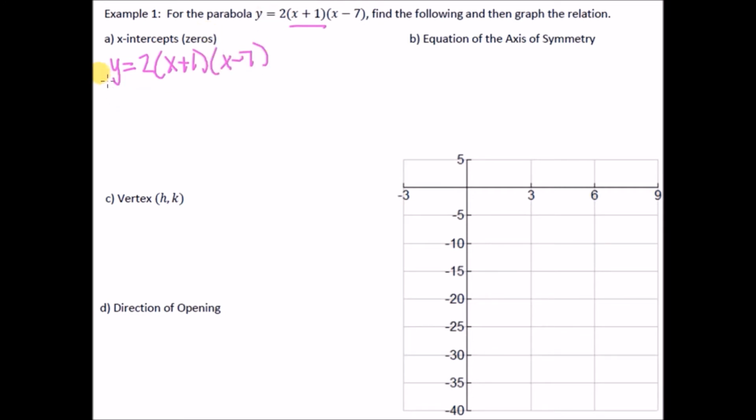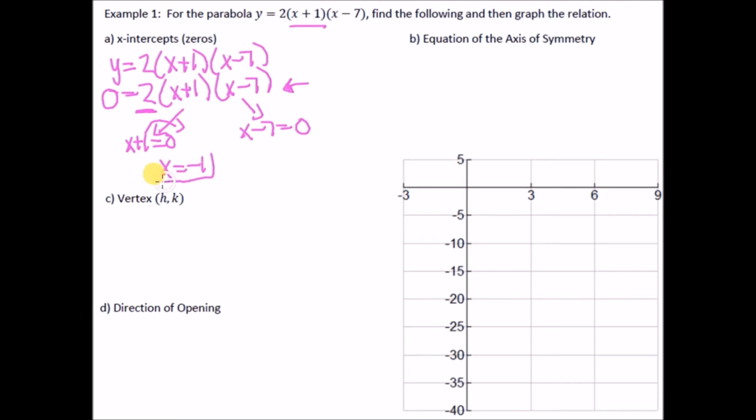Okay? In order to find the x-intercepts, we're going to sub in y equals 0. So we're looking for a number or two numbers that make this equation equal to 0. In order for this side of the equation to equal 0, either the 2 has to equal 0, which is never going to happen, or x plus 1 has to equal 0, or x minus 7 has to equal 0. So if we bring over the 1, if x equals negative 1, then this factor equals 0, and 0 times anything will equal 0. So that would work.